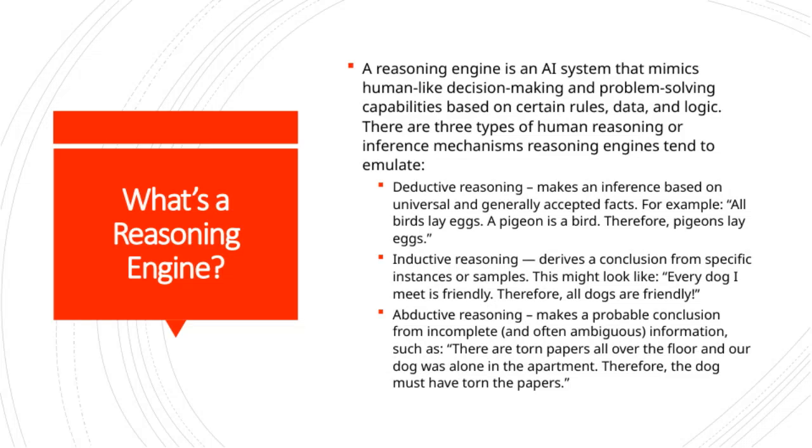A reasoning engine is an AI system that mimics human-like decision-making and problem-solving capabilities. It does this by using rules, data, and logic to arrive at conclusions. Now, when we look at how humans reason, there are three main types of inference mechanisms that these engines tend to emulate. First, there's deductive reasoning.